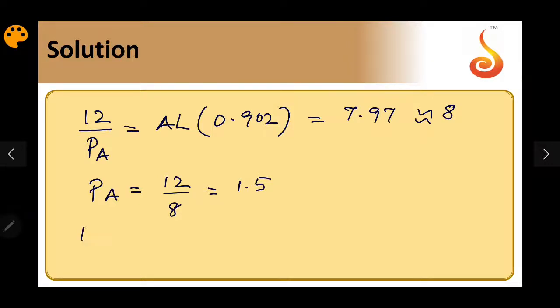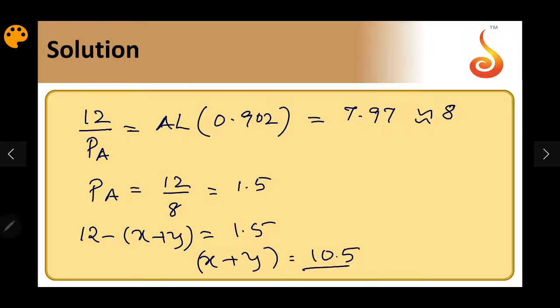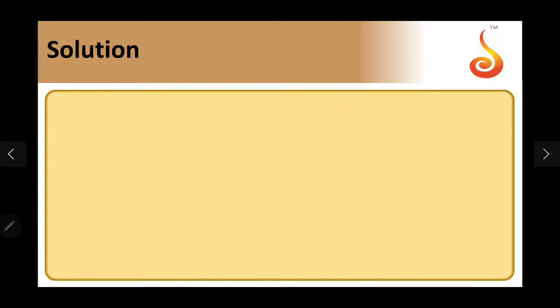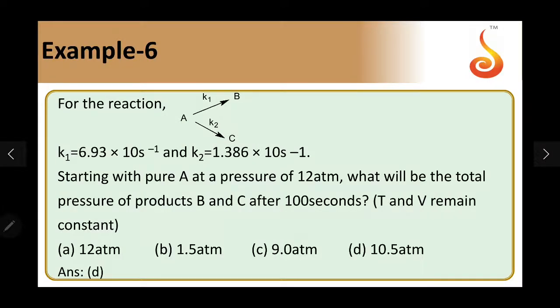So PA is what? 12 minus (X plus Y) is equal to 1.5. So I can write X plus Y is equal to 10.5. So that is the answer. So 10.5 is option D. Answer is D.